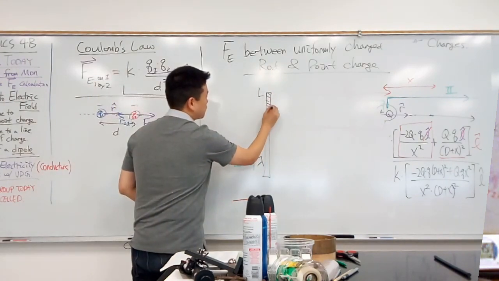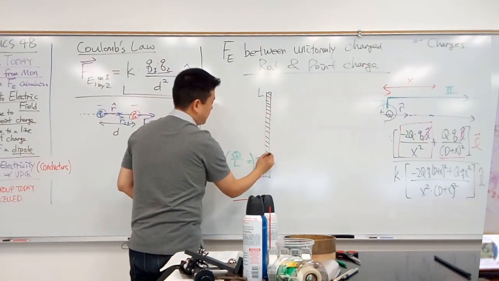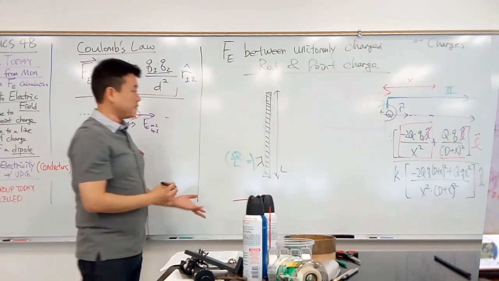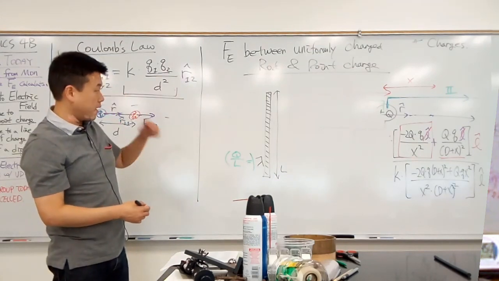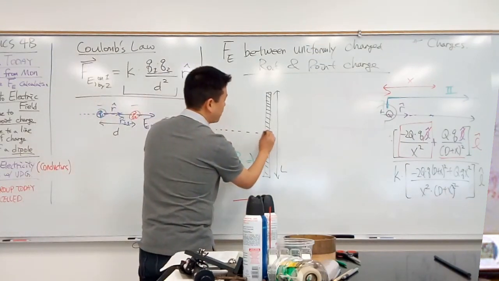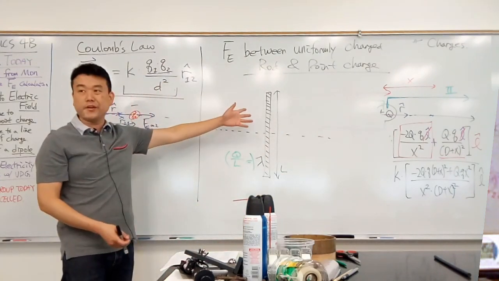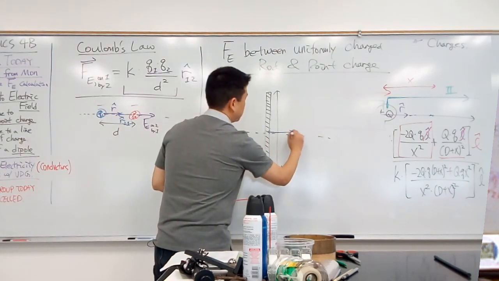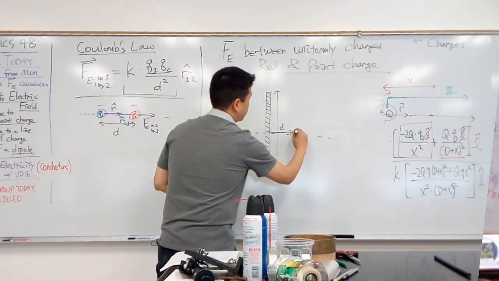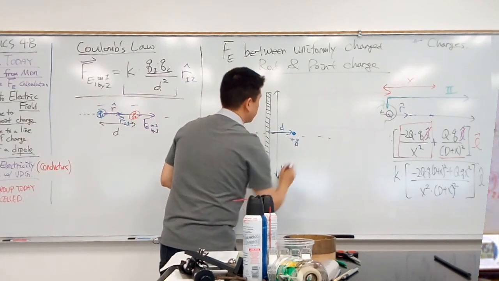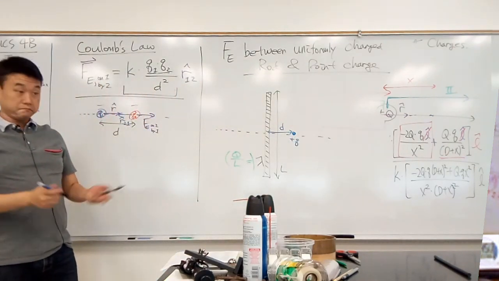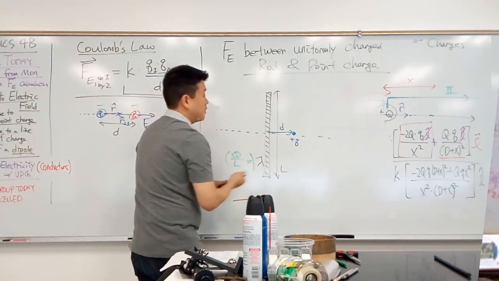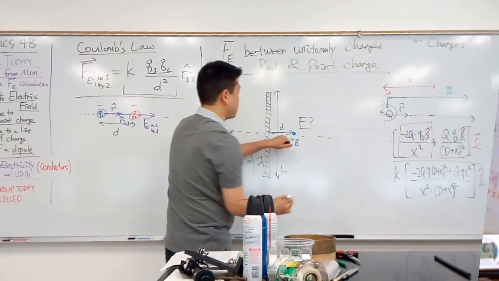So I have a uniformly charged rod of length L. And I have a charge placed in this way. I have a line going through the middle of the rod so that it's symmetric, which makes things easier for me. And at some distance, let's call it distance d from the rod, I have a point charge plus q. So the question we are asking is the same question we asked last time. What is the force on this charge plus q?